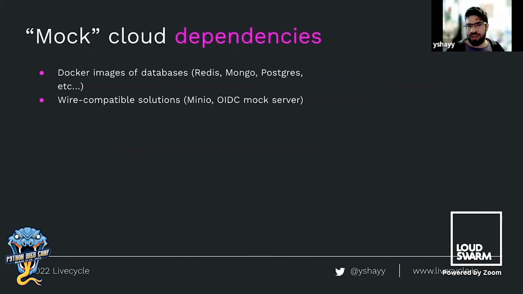Also, we are mocking cloud dependencies. So we have databases where we are just downloading the images of the database, for example Redis, Mongo, and Postgres. And it can also be a wire-compatible solution, like MinIO, which is an open source alternative to S3 that is wire-compatible.